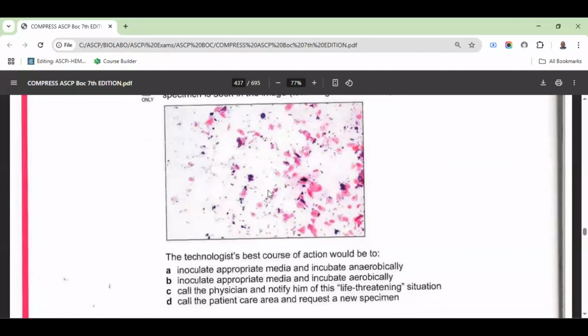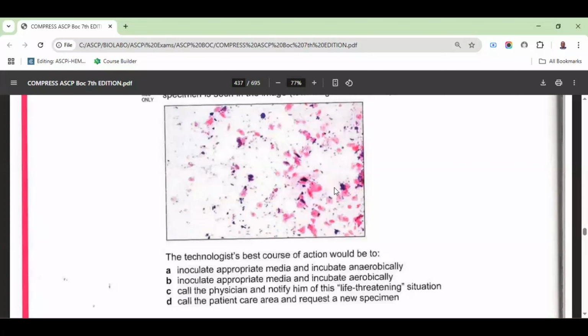So what can you do as a technologist? The technologist will inoculate appropriate media and incubate anaerobically. The technologist will inoculate appropriate media and incubate aerobically. Call the physician and notify him, as this is a life-threatening situation. Then call the patient care area and request a new specimen. What can you do in this situation when you see these things? This is 10 objective.